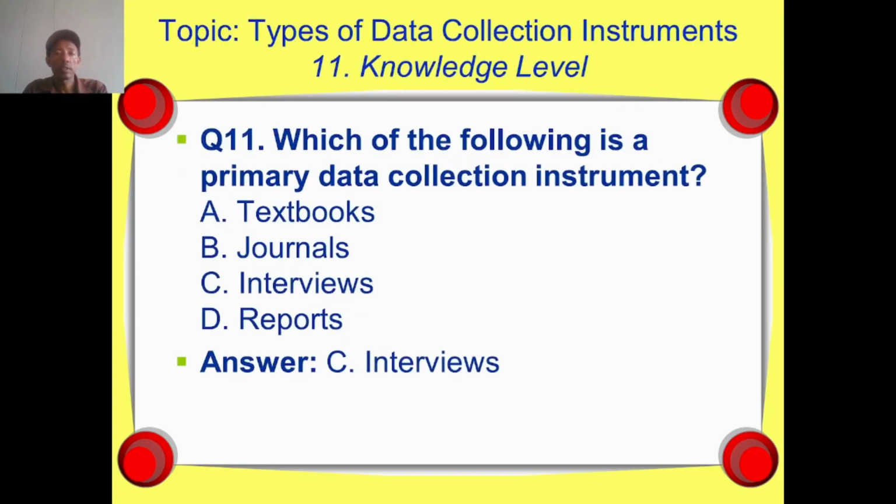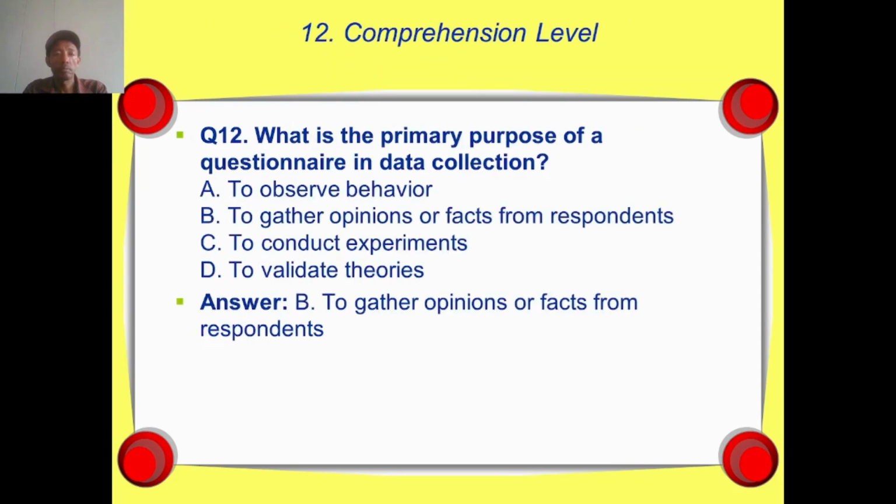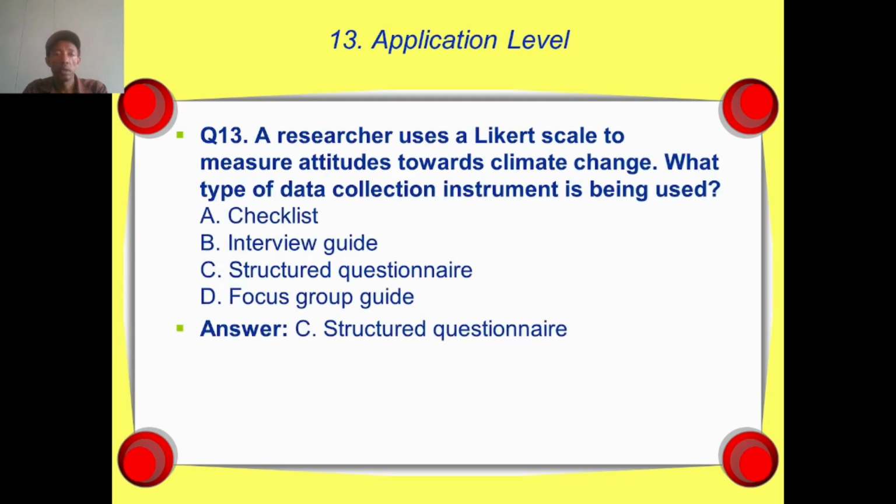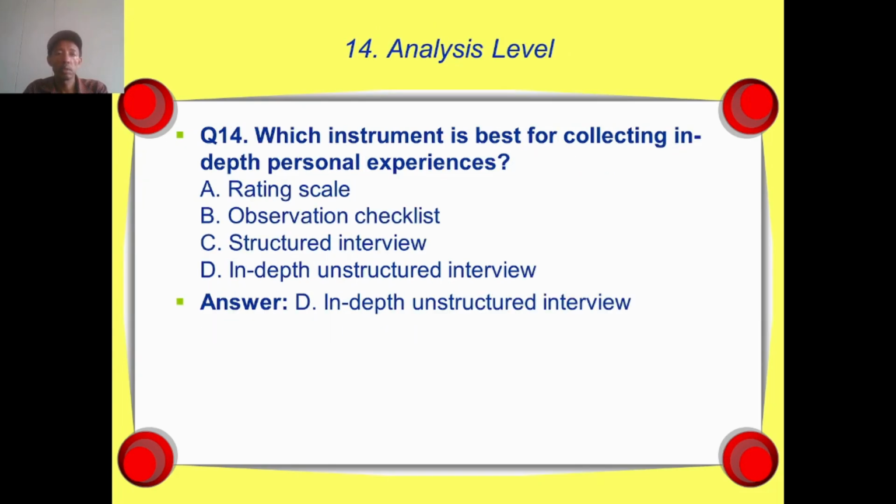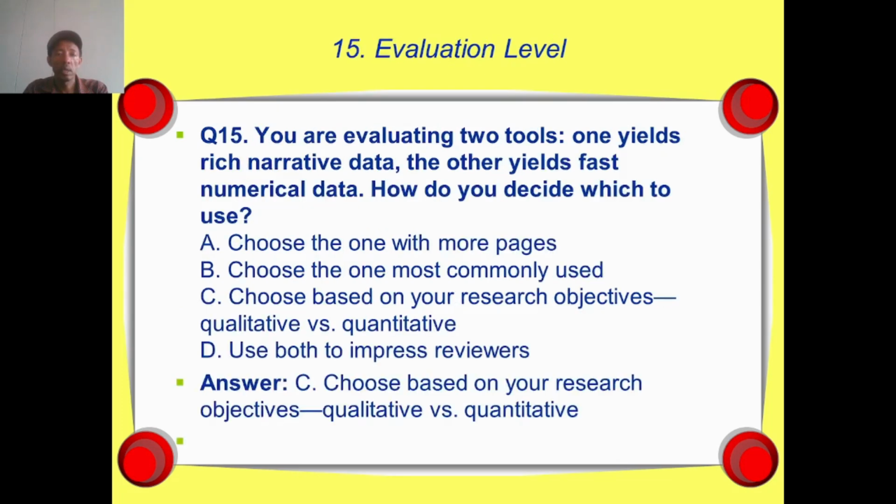Which of the following is a primary data collection instrument? What is the primary purpose of a questionnaire in data collection? A researcher uses a Likert scale to measure attitude towards climate change. What type of data collection instrument is being used? Which instrument is best for collecting in-depth personal experience?